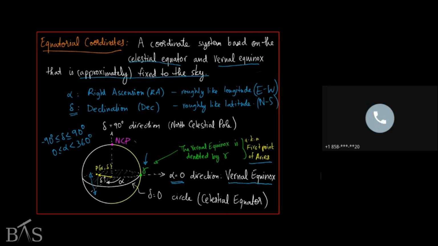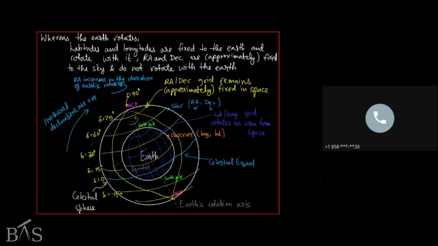The north celestial pole has delta equals plus 90 degrees. And the south celestial pole has delta equals minus 90 degrees. The equator has delta zero, like we described, because it's the north-south coordinate. And again, just like before, alpha is undefined at the celestial poles. You can have any right ascension at the celestial poles. It's undefined. This might not be very clear yet, but consider this picture.